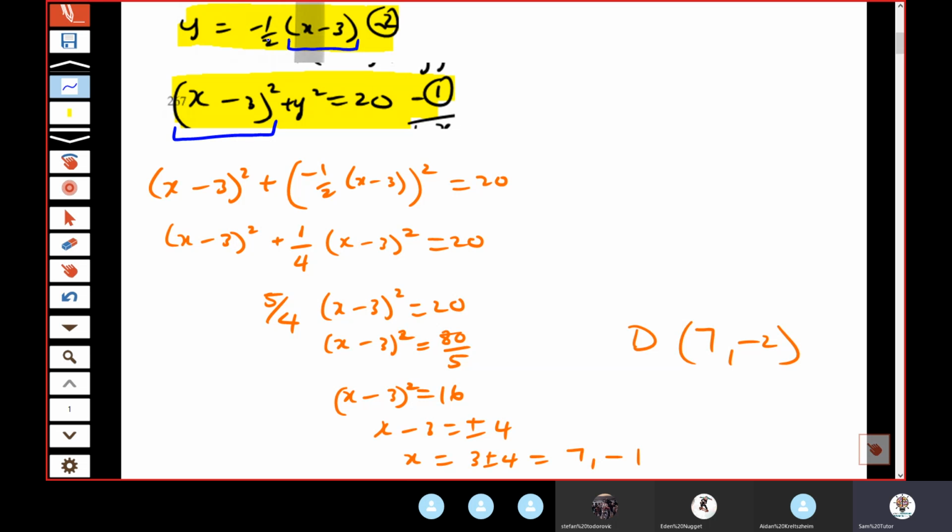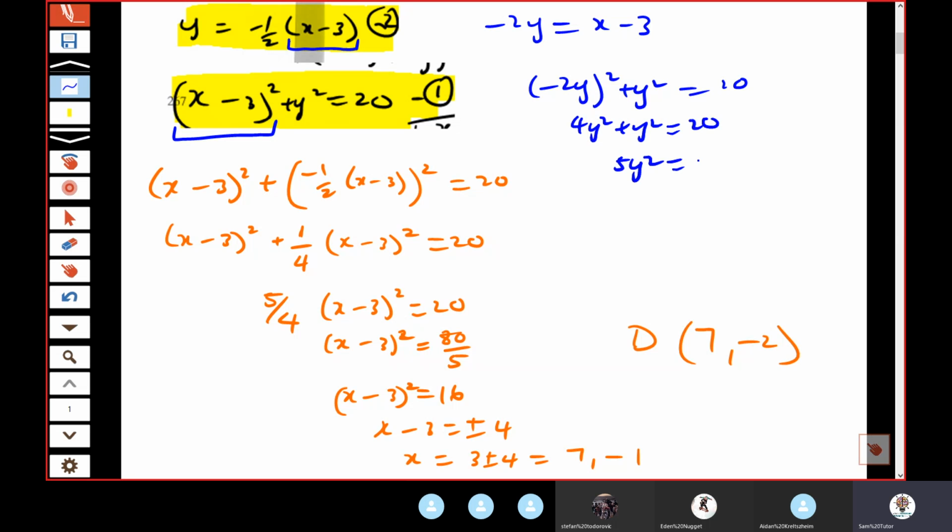So I'm saying you should have done this. Negative 2y equals x take away 3. Does that make sense? And then sub that in. So negative 2y, that's actually a lot smarter than maybe even the way I did it. There you go. And then 4y squared plus y squared equals 20, 5y squared equals 20, y squared equals 4, y equals plus or minus 2, and then you sub y back in to solve for x.